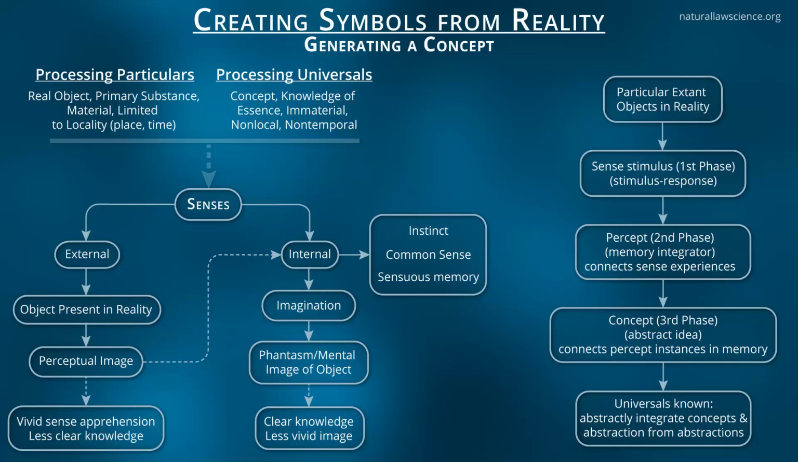So on the right side of infographic number 5, another way to express how we process reality. We have particular extant objects in reality. Then we have our sense stimulus. That's the first phase of our consciousness, where it's a stimulus response. If we don't take it further, it's just input, output.